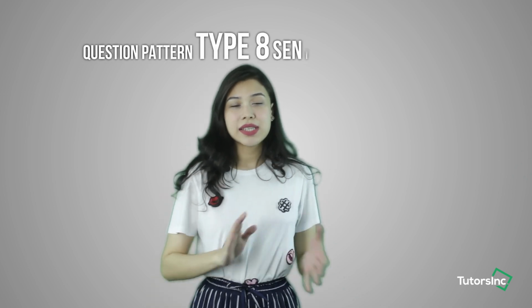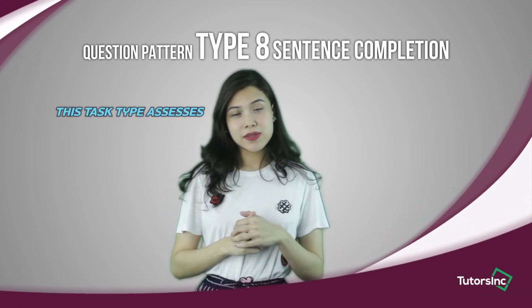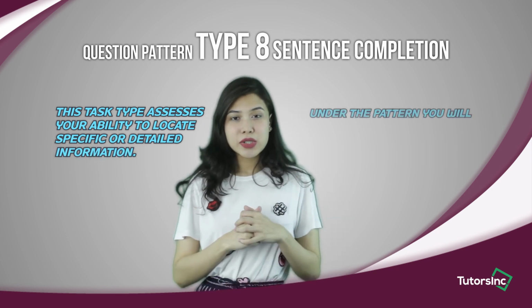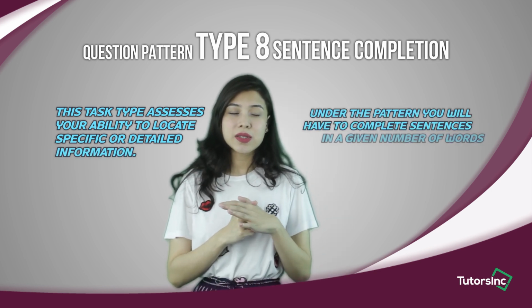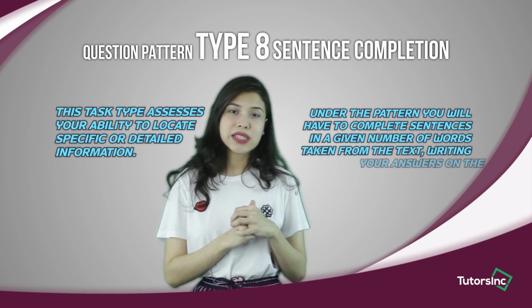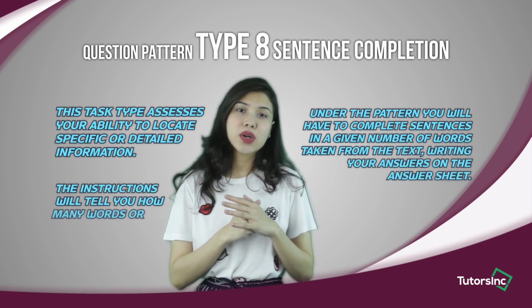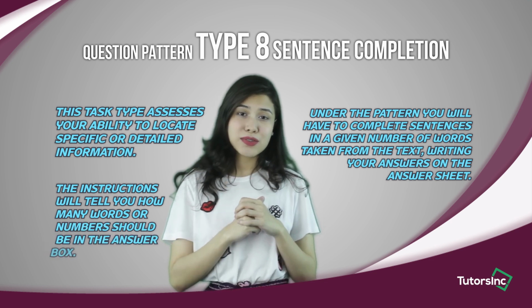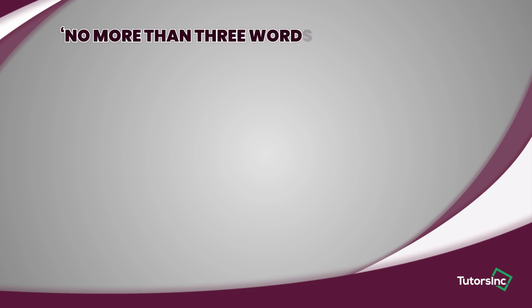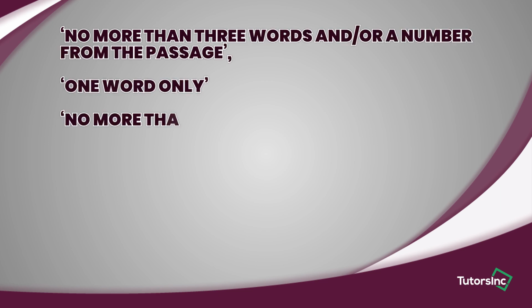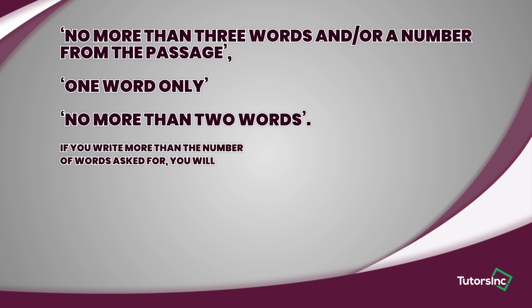Question pattern type 8, sentence completion. This task type assesses your ability to locate specific or detailed information. Under the pattern, you will have to complete sentences in a given number of words taken from the text, writing your answers on the answer sheet. The instructions will tell you how many words or numbers should be in the answer box. For example, no more than 3 words and or a number from the passage, 1 word only, or no more than 2 words. If you write more than the number of words asked for, you will lose marks.